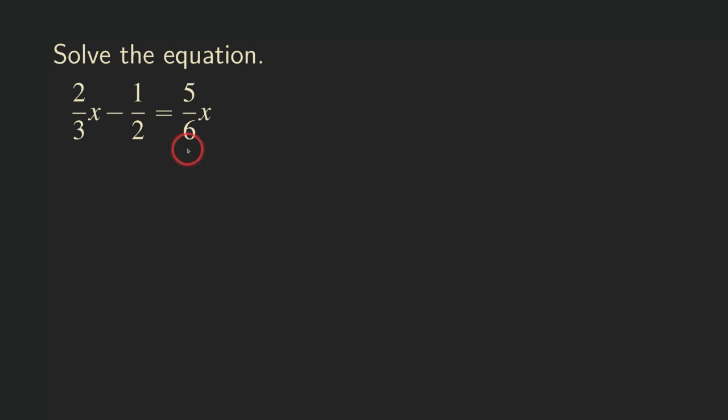So first, the idea is that we try to multiply the whole equation by a number that will cancel out all the denominators so that we do not have fractions anymore. And that number that we are going to be multiplying is called the LCD. That's the least common denominator.